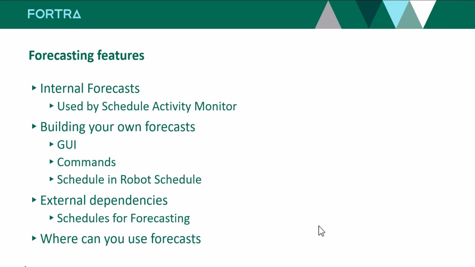And what happens if you have an external dependency to a job, like an end user executes one of our APIs to cause a Robot Schedule to run, or you have a batch process on another partition that runs in IBM i? These external dependencies can also be accounted for in your forecast. And then we'll show you where you can use these forecasts.